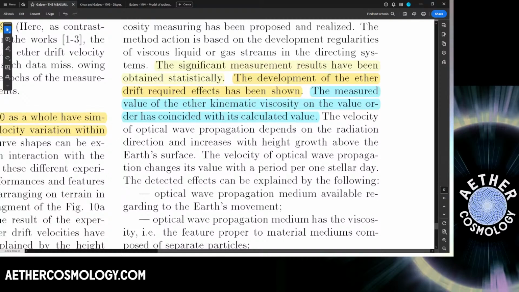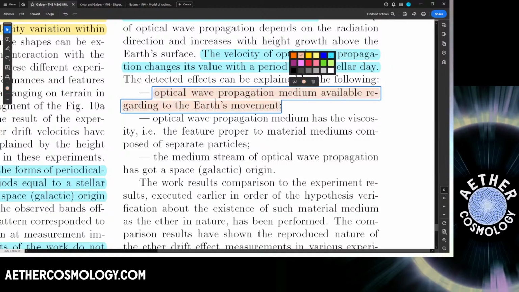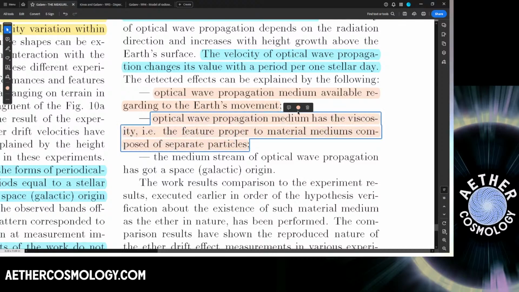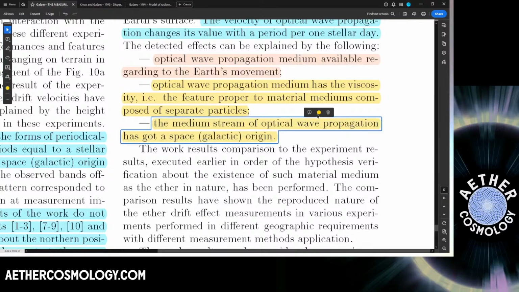The velocity of the optical wave propagation depends on the radiation direction and increases with height growth above the Earth's surface. The velocity of the optical propagation changes its value with the period of one stellar day. The detected effects can be explained by the following. 1. The optical propagation medium is available regarding the Earth's movement. 2. Optical wave propagation medium has viscosity, i.e., the feature properties of a material medium composed of separate particles. 3. The medium stream of optical wave propagation has a space galactic origin.